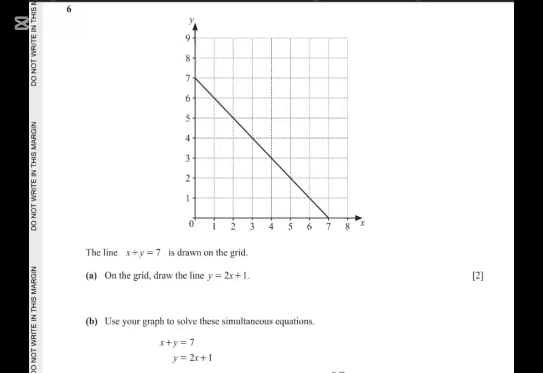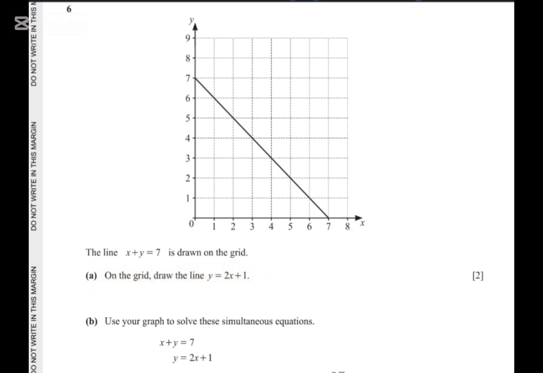Question number 6. There is a graph given here with a straight line. The line x plus y is equal to 7 is drawn on the grid. This is the line equation. Question A is, on the grid draw the line y is equal to 2x plus 1. So we have to draw the line here.